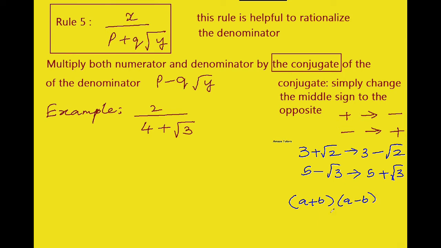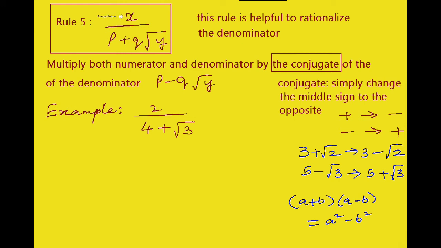What is (a plus b) times (a minus b)? A squared minus b squared. So this way we can neglect the third. You will simply get y alone. That is the main purpose of doing the conjugate. I hope you understand the reason behind it, why we multiply the numerator and denominator by the conjugate.